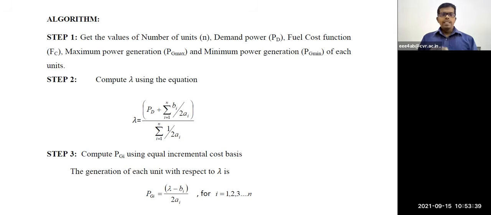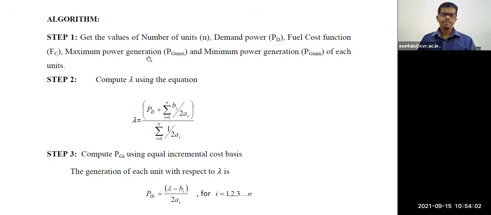So already I've discussed, just a revision. Then after that we'll try to solve the problem. So in the Lambda iteration algorithm, what is step number one? Step one is to get the values of the number of units, demand, fuel cost function, maximum power generation, and minimum power generation of each generating unit.